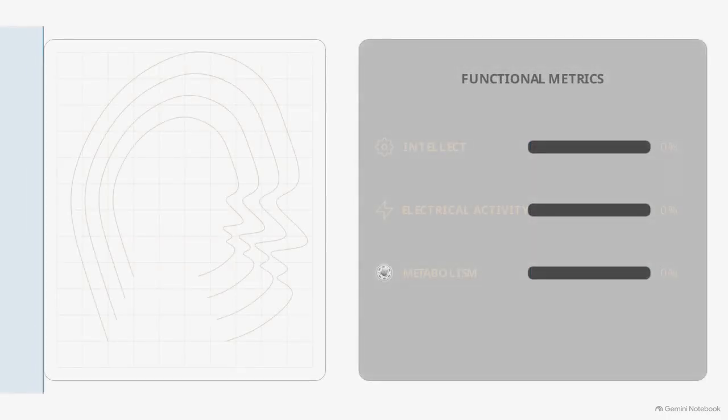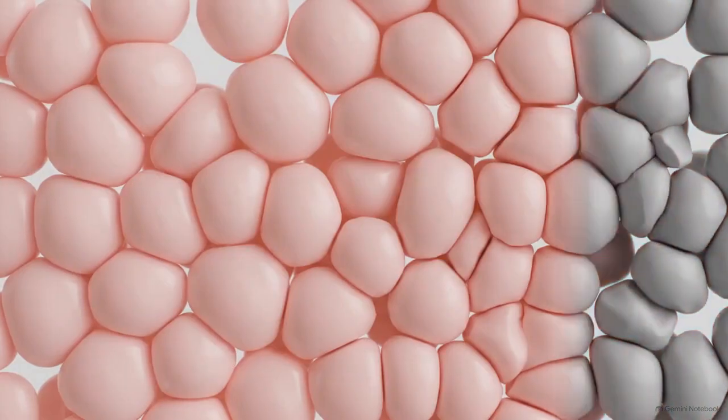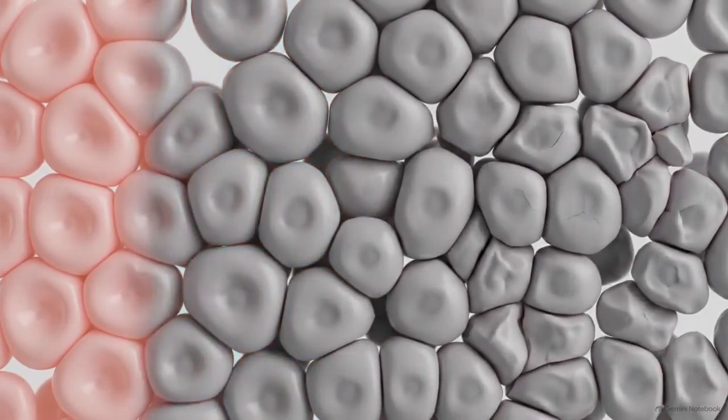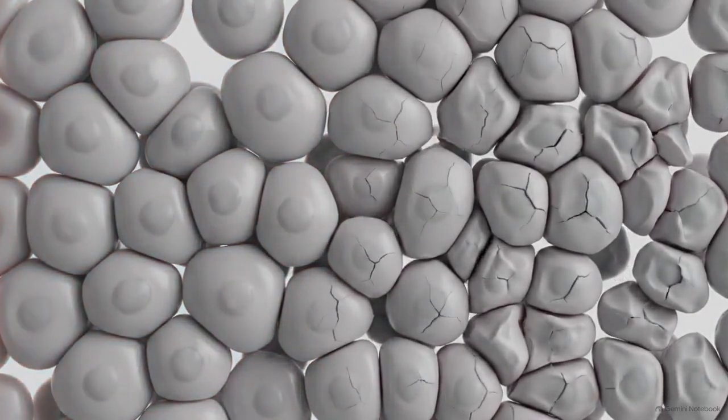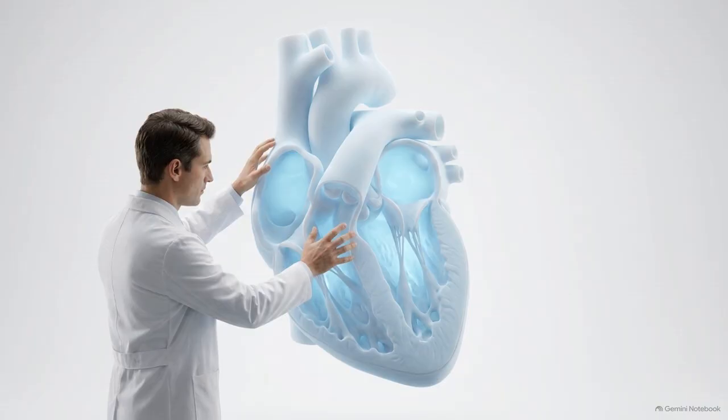This flawless morphological map tells the clinician absolutely nothing about the subject's intellect, his electrical activity, or his active metabolism. This is the ultimate limitation of pure morphology. A perfect structural image cannot diagnose functional physiological failure until the tissue itself is visibly degraded. This boundary represents the current focus of diagnostic engineering.